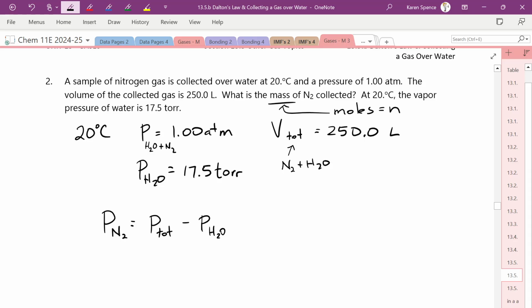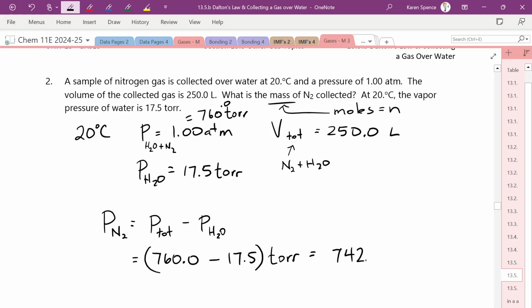Unfortunately, they are not in the same unit, but I do know that 1 atmosphere is 760 torr. So that makes life kind of nice. We don't even have to do a conversion there. So we can say our total is 760 minus 17.5 torr, and we get 742.5 torr.